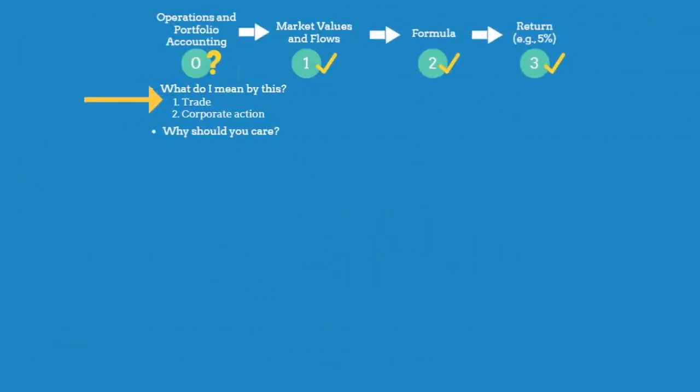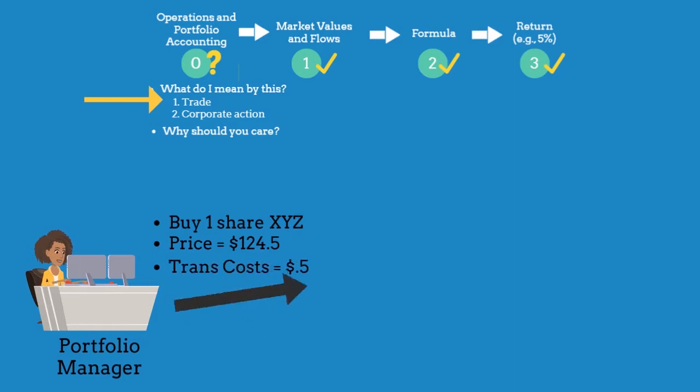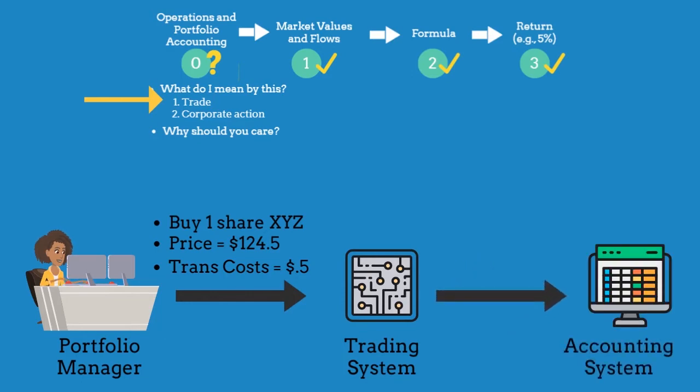So the first example I will show you is a trade. Here is a portfolio manager who decides to buy a stock, XYZ. Let's say they buy 1 share of XYZ for $124.50, with transaction costs of 50 cents. This trade information is within the trading system. Then that trade information gets sent from the trading system to the portfolio accounting system.